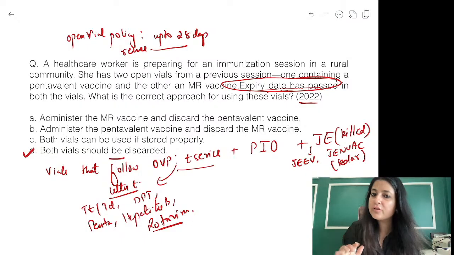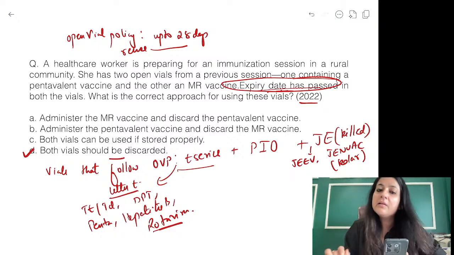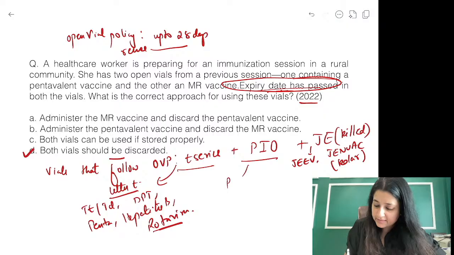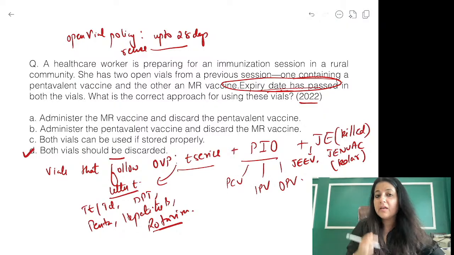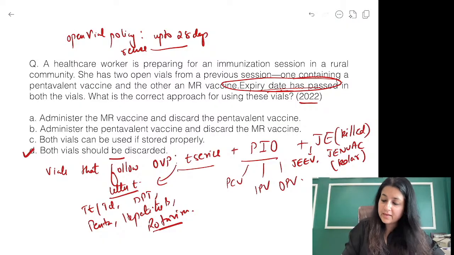In old lectures we have stated or we have read also rotavirus नहीं follow करता, but अब rotavirus vaccine follow करता है. And what is this? PCV, what is this? IPV, what is this? OPV. Will you remember which vaccines do not follow open vial policy?